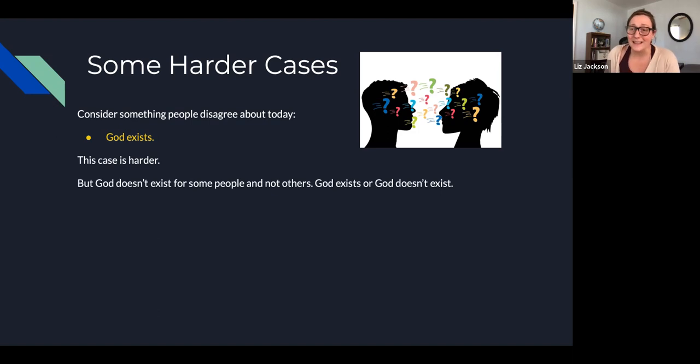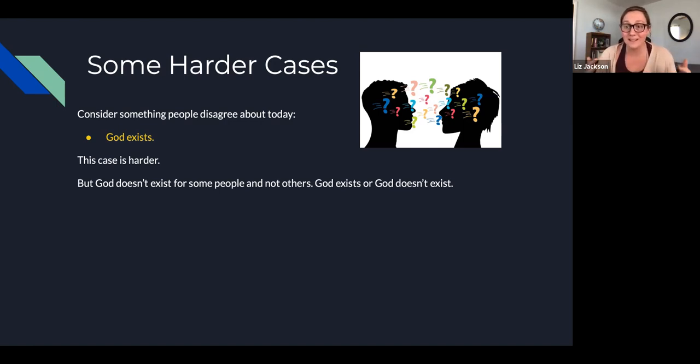But notice that even though this case is harder and there's evidence on both sides and a lot of disagreement about it, that doesn't mean that God exists for some people and not for others. God exists or God doesn't exist. We don't have people living in different realities where those that believe God exists in that reality, but those that don't believe God exists, God doesn't exist in that reality. No, no, no, no. It's either the case that God exists or the case that God doesn't exist.